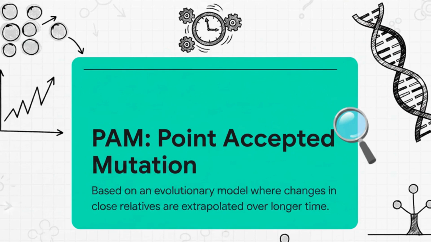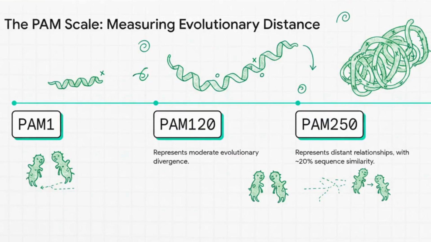The core idea was that if you understand the changes happening over a short evolutionary time, you can mathematically extend or extrapolate that to predict what would happen over much longer periods. Now here's how the PAM scale works. A PAM1 matrix represents a tiny evolutionary step, just one accepted mutation for every 100 amino acids. To figure out scores for more distant relationships, you just apply that change again and again. So a PAM 250 matrix is what you'd grab to compare very distant relatives. The rule is super simple. The higher the PAM number, the greater the evolutionary distance you're looking at.